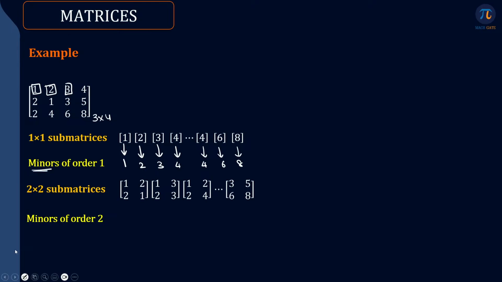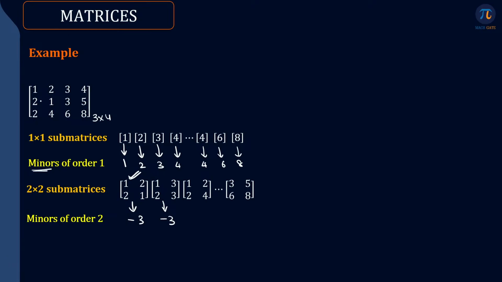Now from this matrix I can also get 2 by 2 submatrices. For example, if I remove the third row and these two columns, I get this square submatrix, and for this I can find the determinant. 1 minus 4 is minus 3. Similarly, I can get some more 2 by 2 submatrices. Suppose I remove this column and this row, I get 1 3 2 3. What is the determinant of this? 3 minus 6, how much? Minus 3.